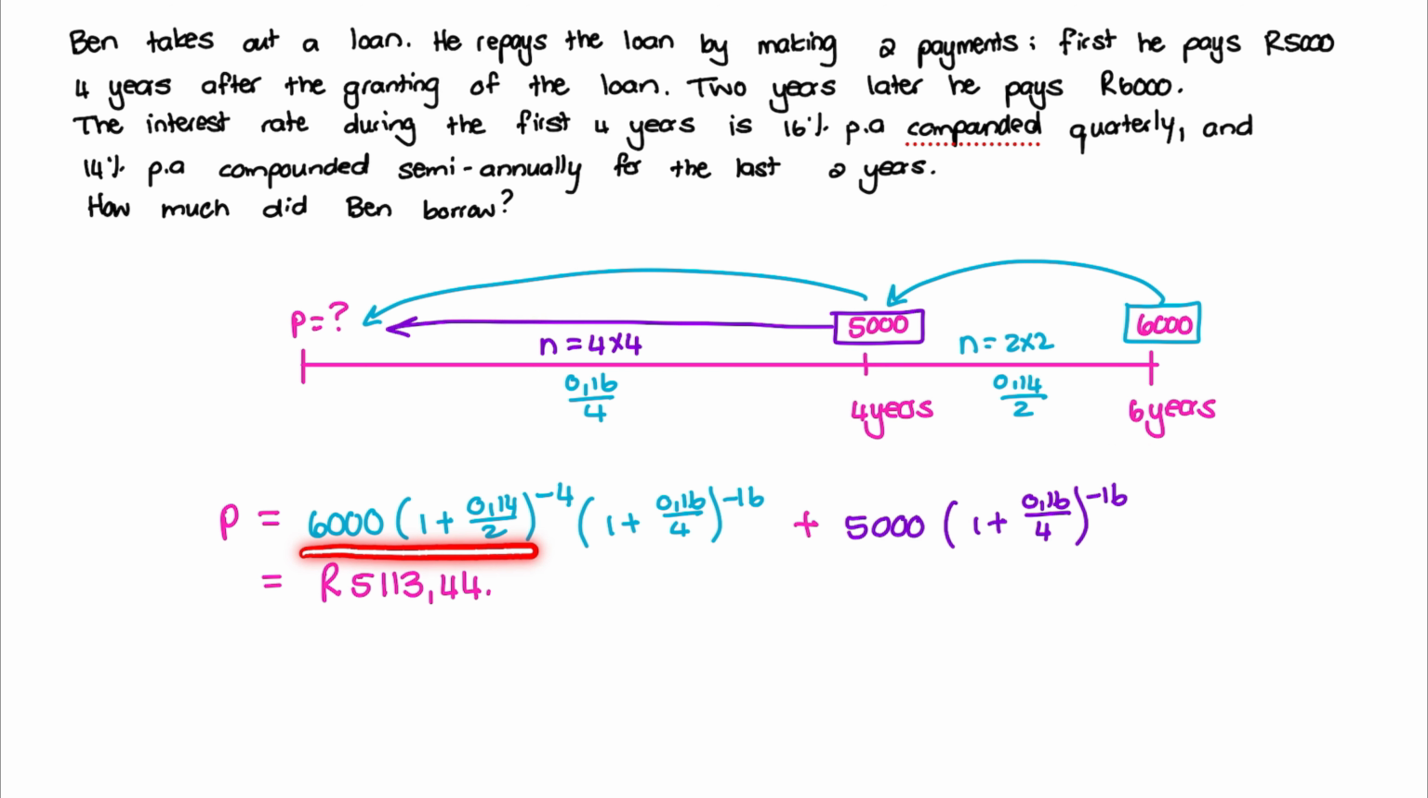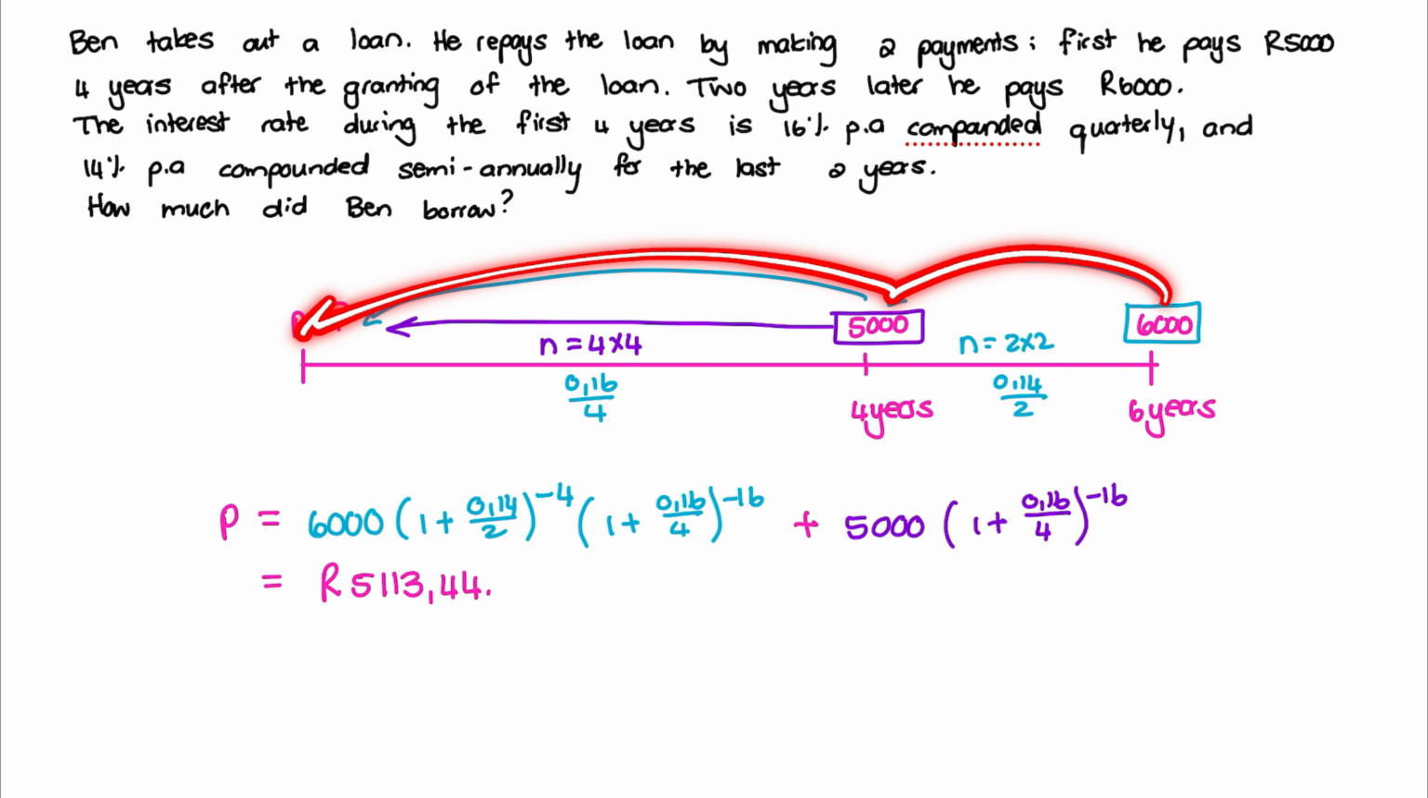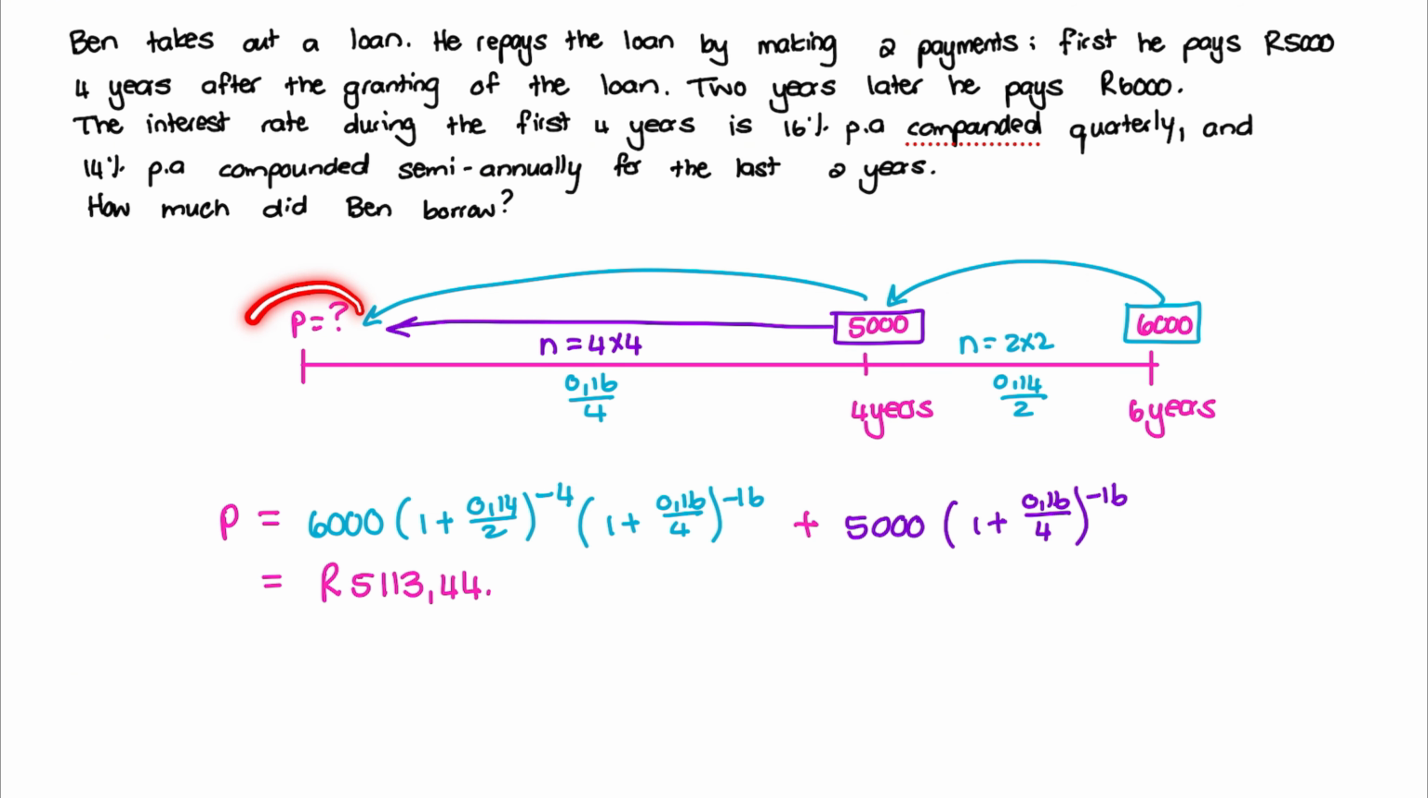And for the 6,000, we have 14% per annum, compounded semi-annually. This happened over 2 years, so between year 4 and 6. So in total, 2 times 2, that is 4 compounding periods. So we move or take away the interest for 2 years. And now that we're at year 4, we take whatever that result is and we move it back for another 16 periods compounded quarterly. So can you see we are bouncing this 6,000 Rand back right to the start. And the loan that Ben took out was 5,113 Rand and 44 cents.